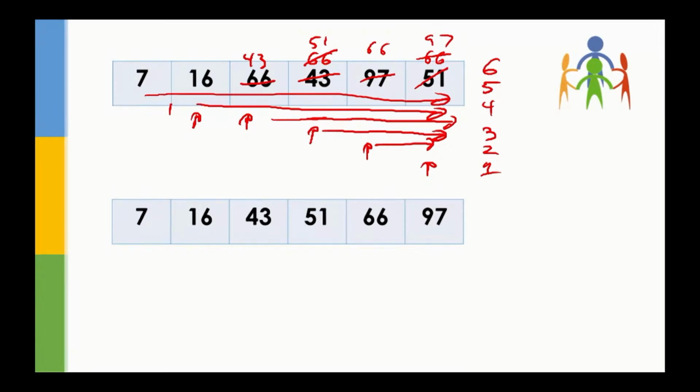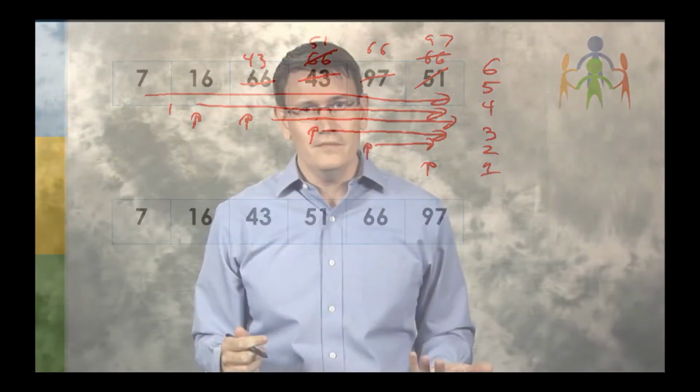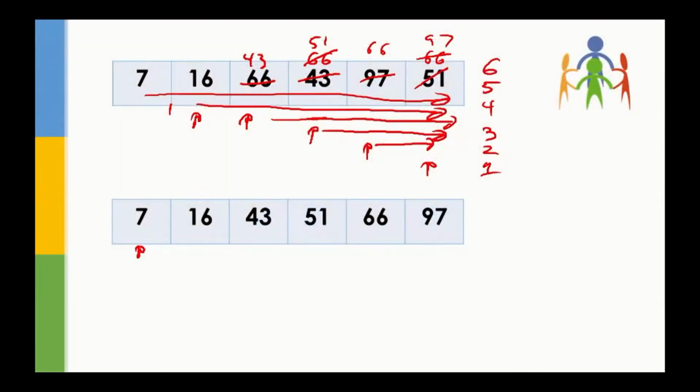But what's going to happen with a sorted array? Is it going to behave that differently? Well, with the sorted array, it's going to start at 7. And it's going to see, is 7 the smallest element? And it's going to look at all 6 elements again. It's then going to move on to 16. It's going to find the smallest element. It's going to have to look at 5 elements to do that.